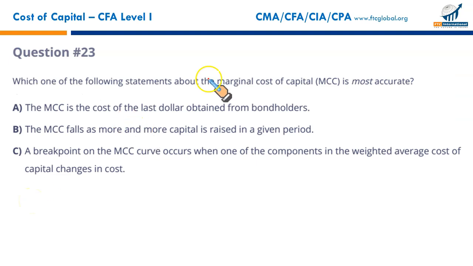Next, which of the following statements about the marginal cost of capital is most accurate? MCC is the cost of the last dollar obtained from bondholders. Why bondholders? When you say cost of capital, it involves equity, it involves preferred stock. Why just bondholders only? MCC falls as more and more capital is raised in a given period.